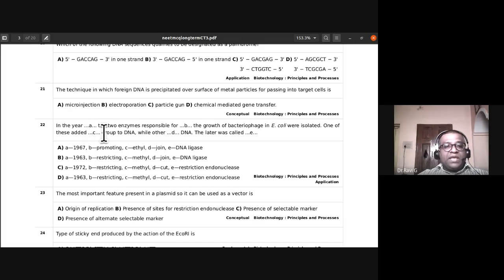In the year A, the two enzymes responsible for B, restricting the growth of bacteriophage in E. coli, were isolated. One of these added C, which should be methyl, a methyl group to DNA, while the other cut the DNA. The latter was called restriction endonuclease. Which is the answer?